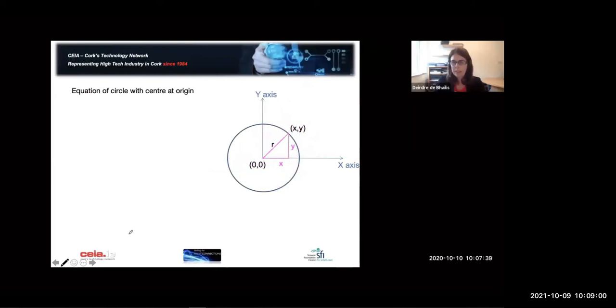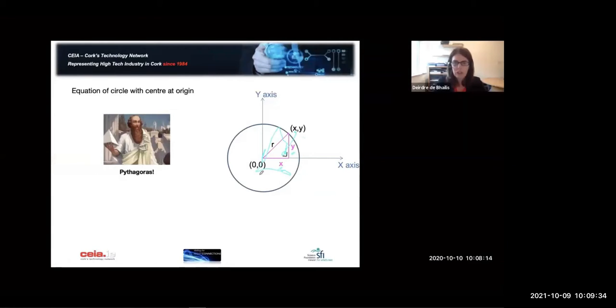Now, what we can see here is we can form a right-angled triangle. And in that right-angled triangle, what we have is the hypotenuse is equal to the radius. It's the longest side, and it's the one opposite the right angle. And the other two sides are the distance x. Sorry, I'll go back there. And the distance y.